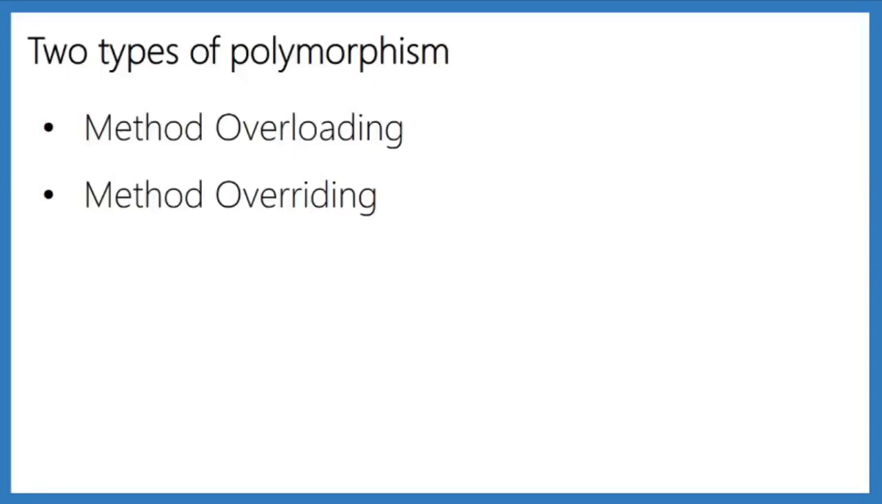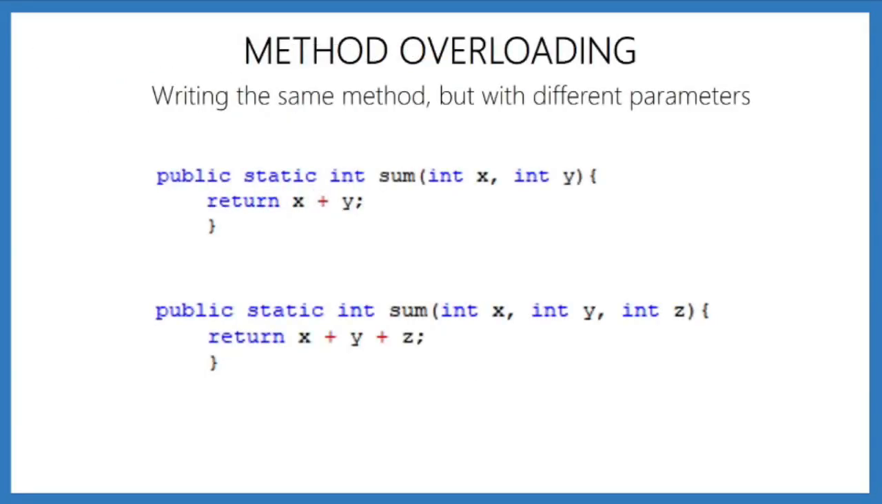There are two types of polymorphism: method overloading and method overriding. Method overloading is writing the same method but with different parameters.